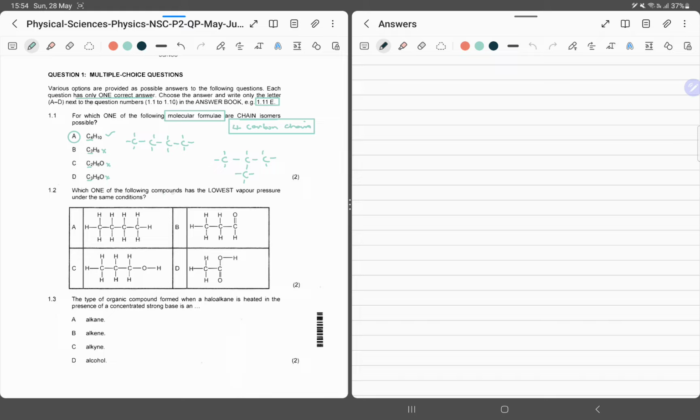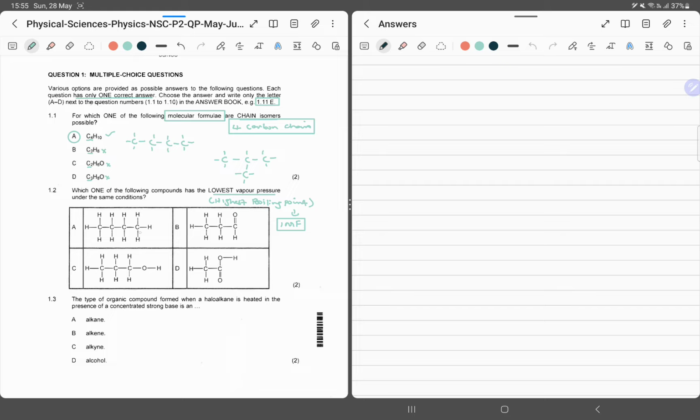All right, next question. It says, which one of the following compounds has the lowest vapor pressure? Now we know that the lowest vapor pressure has the highest boiling point, and that has a strong bearing on the so-called intermolecular forces. So the type of the intermolecular forces involved is what determines these physical properties.